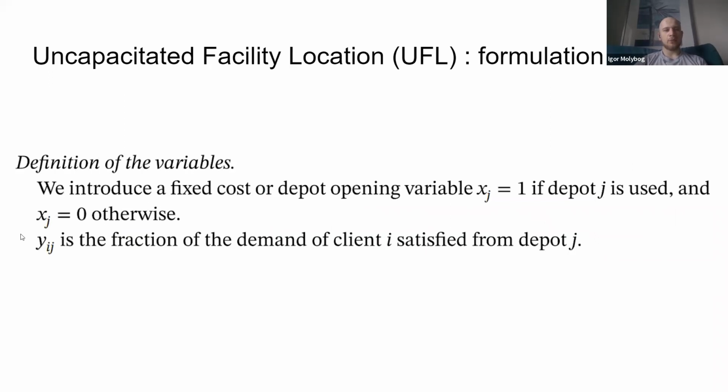So basically, we are having the variable xj, that is basically a logical variable here too. But it's more like physical because it's a decision on opening a particular depot or shutting it down. So xj is going to be equal to 1 if depot j is open, and it's going to be equal to 0 otherwise. Yij is the fraction of the demand of client i that is satisfied from depot j.